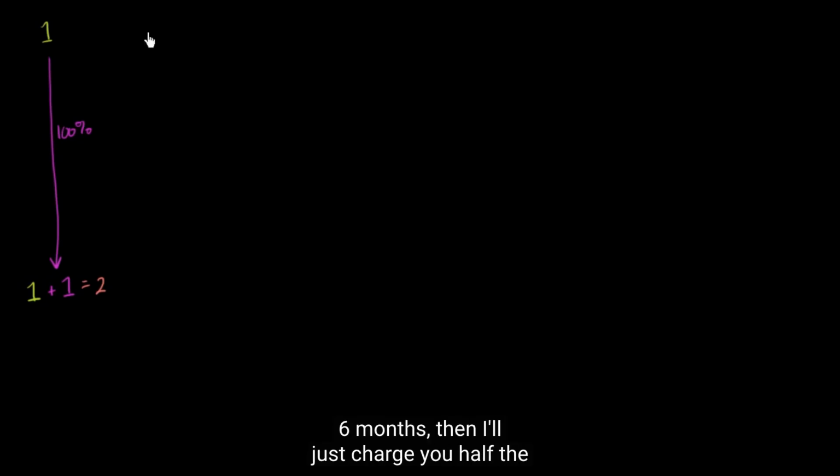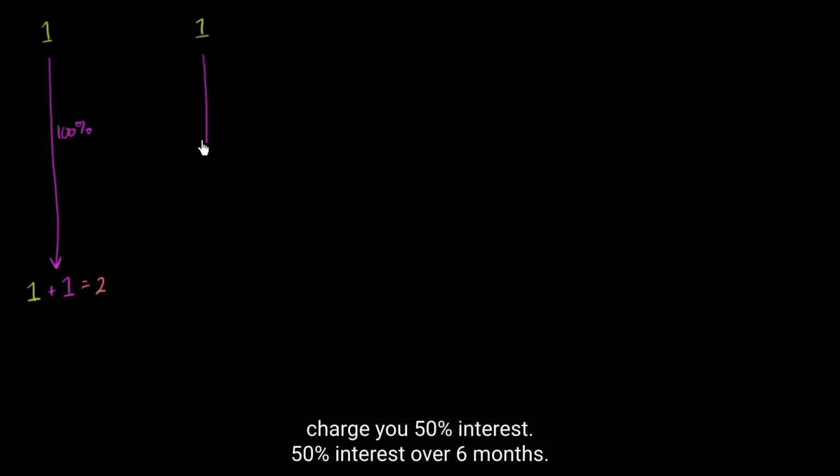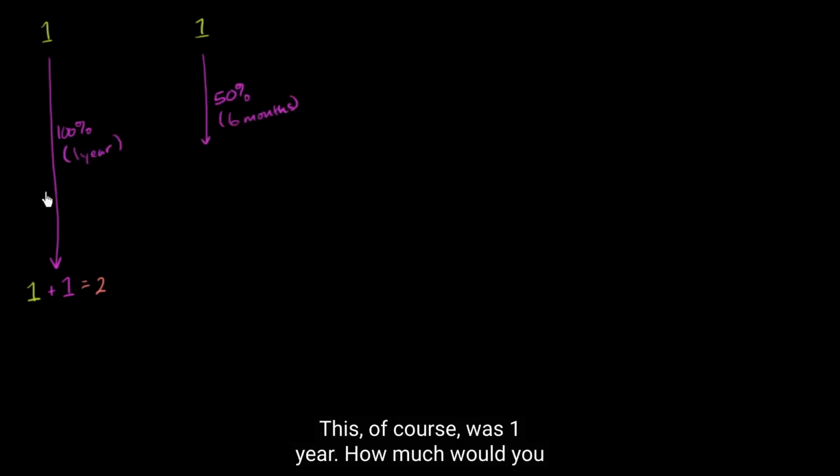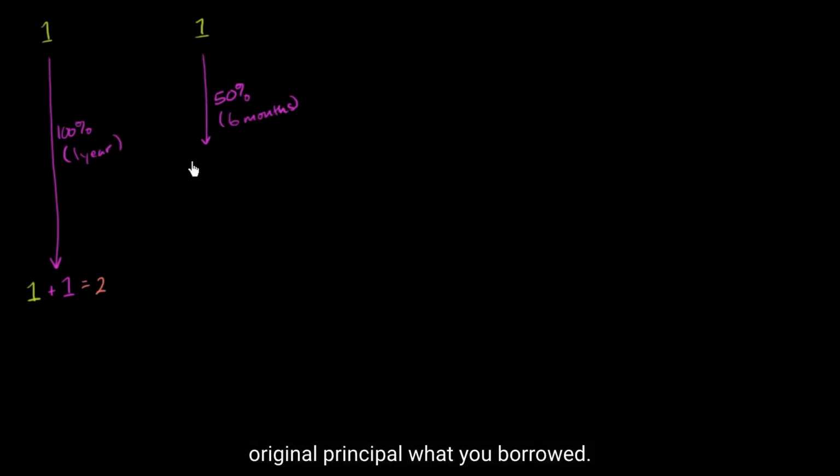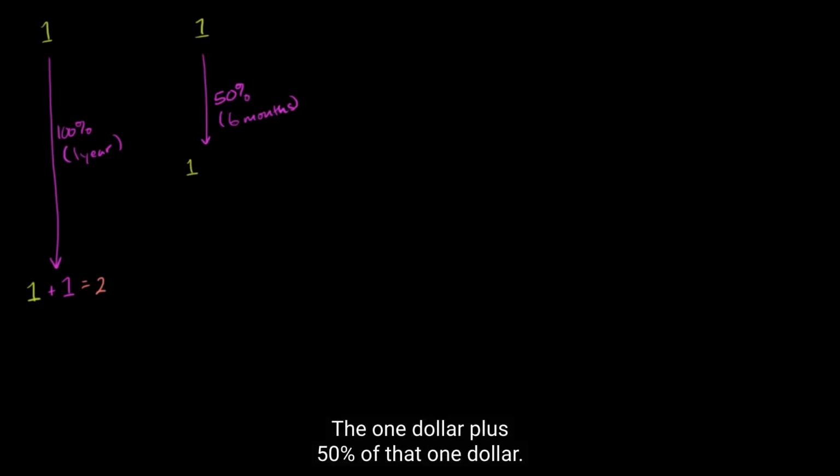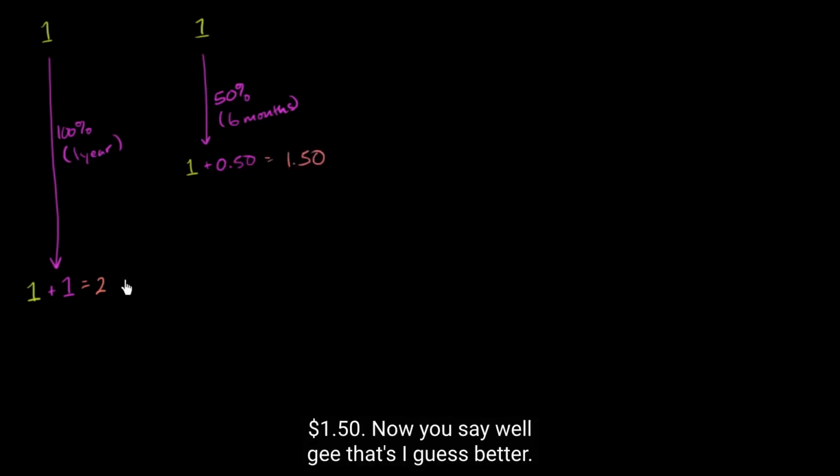And I say, oh, gee, if you're willing to pay back in 6 months, then I'll just charge you half the interest for half the time. So you borrow $1, and in 6 months, I will charge you 50% interest. This, of course, was one year. And so how much would you have to pay? Well, you would have to pay the original principal, what you borrowed, the $1, plus 50% of that $1. So plus 0.50, and that, of course, is equal to 1.5. I'll just write it like this, $1.50.